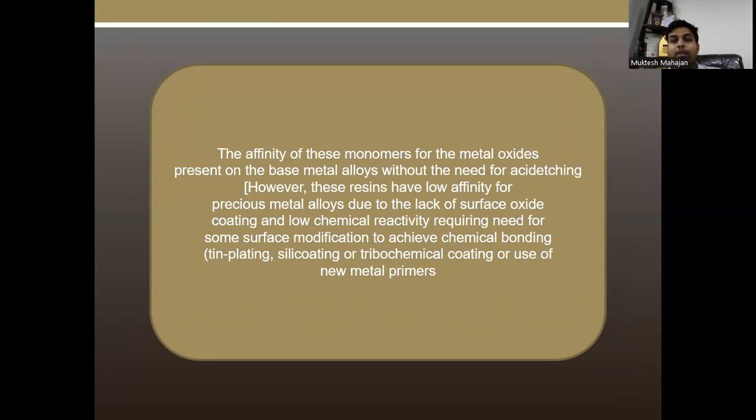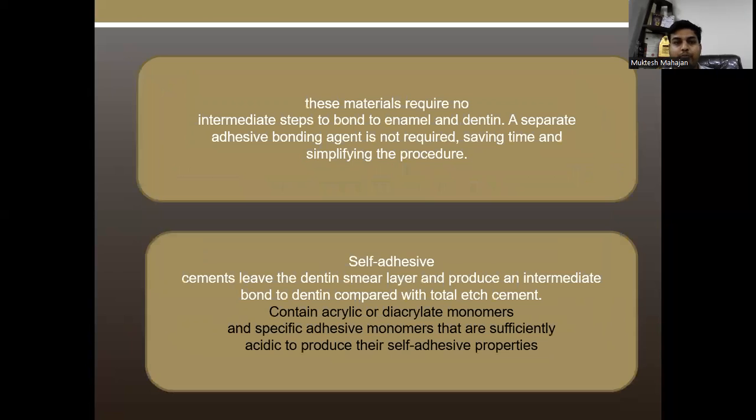Tin plating, silica coating, and tribochemical coating or use of the new metal primers. This material requires no intermediate step to bond to the enamel and dentin. A separate adhesive bonding agent is not required, saving time and simplifying the procedure. Self-adhesive cements leave the dentin smear layer in place and produce an intermediate bond to dentin compared to the total-etch cements.